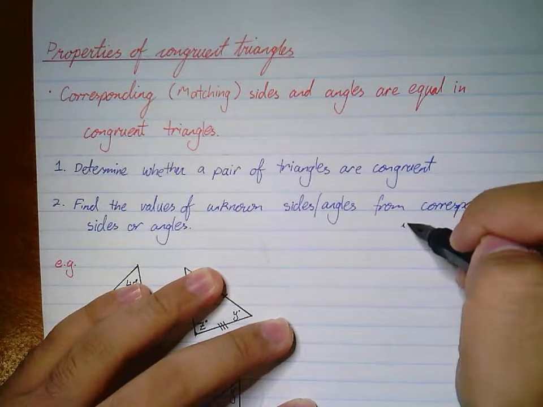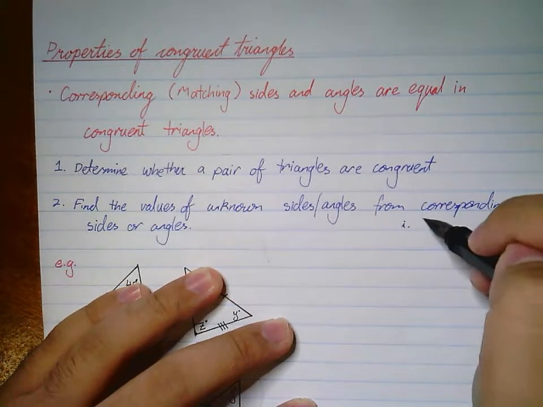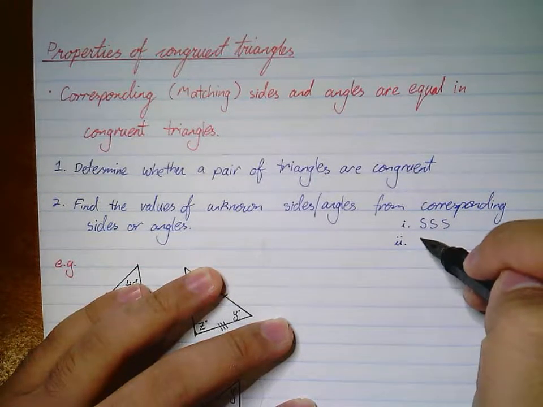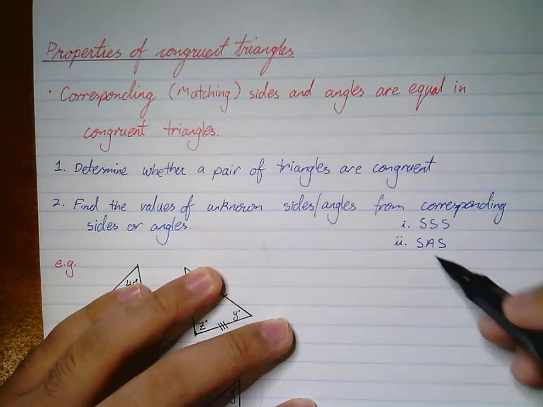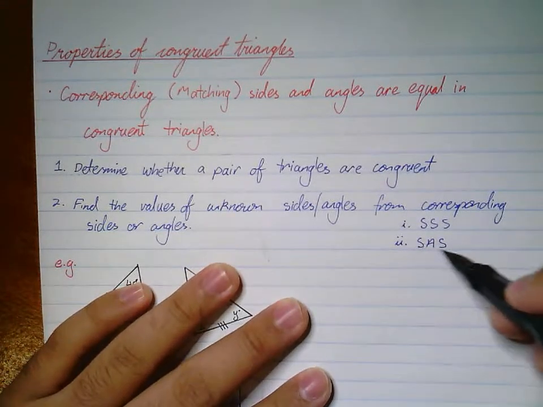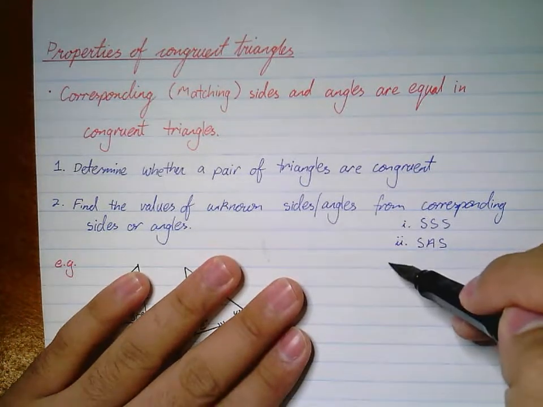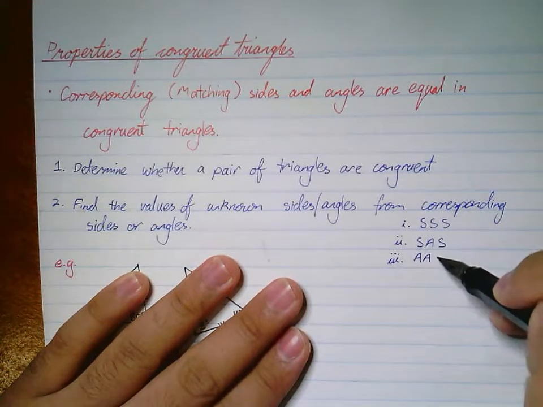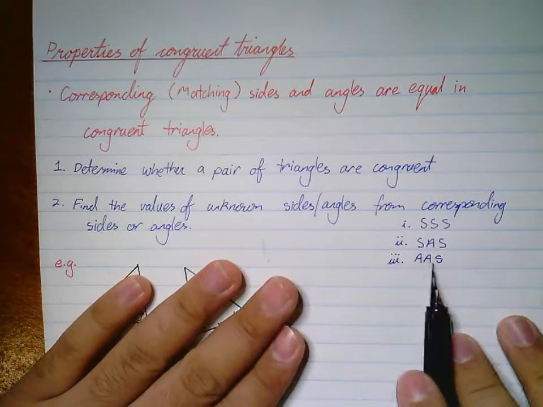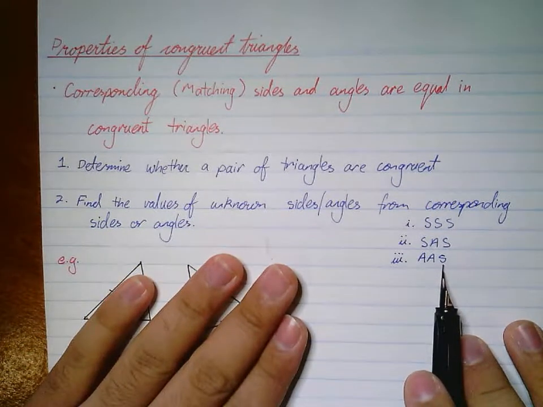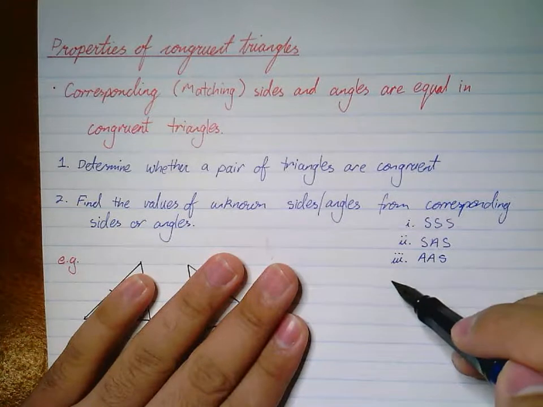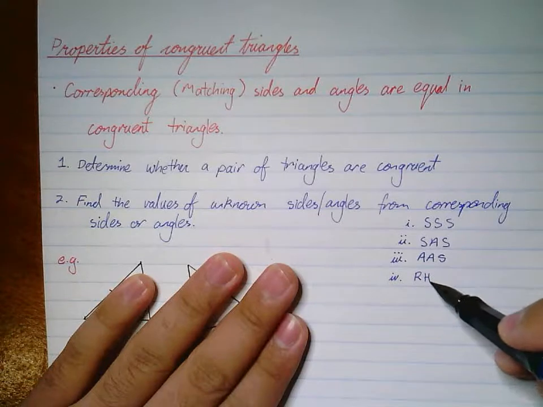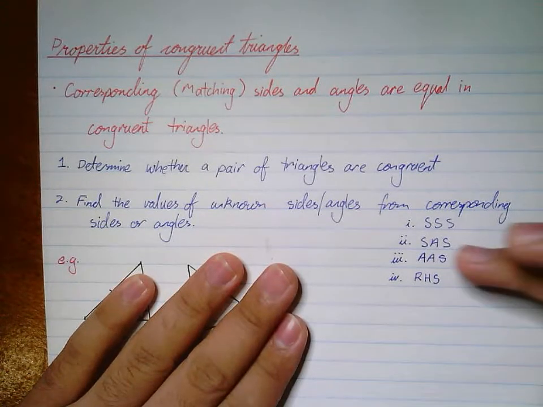The first one we had was 3 sides, side, side, side. The second was side, angle, side, and we made sure that the angle is in between the 2 matching sides. The third one was angle, angle, side, so any 2 angles and any side. And finally we had the right angle, the hypotenuse, and a side.